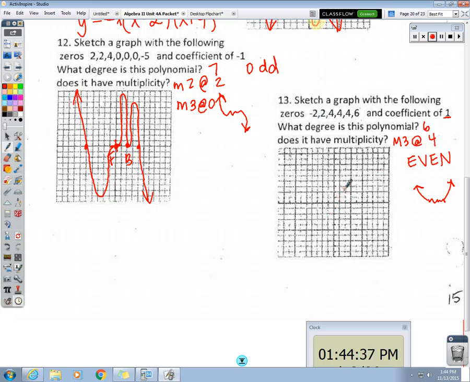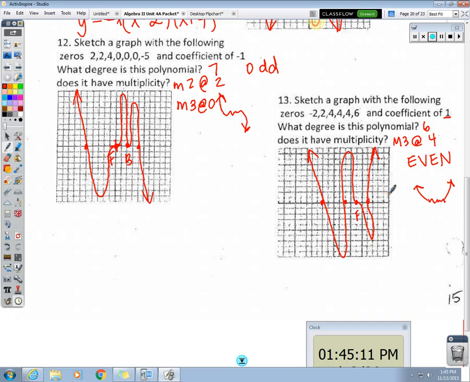So I'm going to go ahead and plot these. Okay, so -2, it's just crossed through right there. +2. +4 is where it flattens out. And +6, it just crosses through. But I know both ends go up. So we come down, cross through, go up, cross through, come down, flatten out, go up, forever.